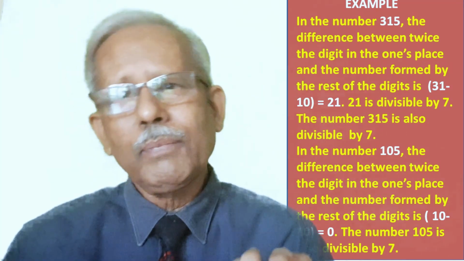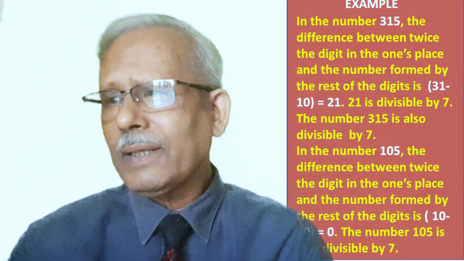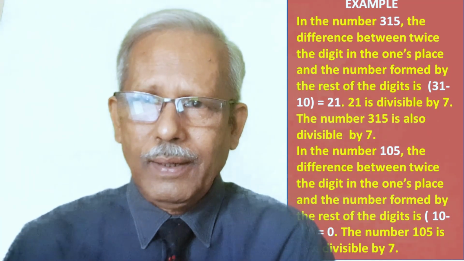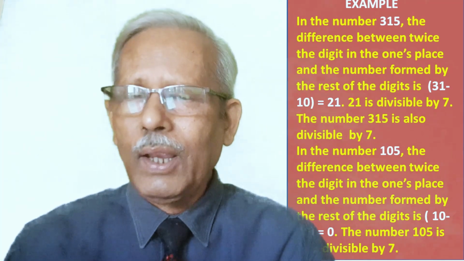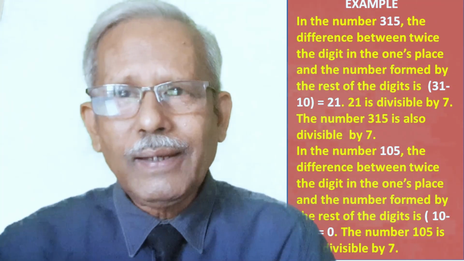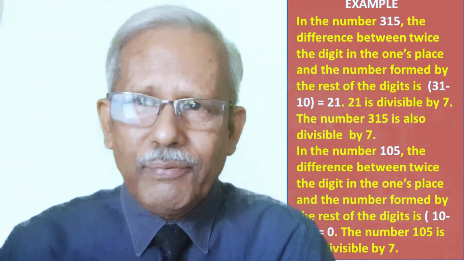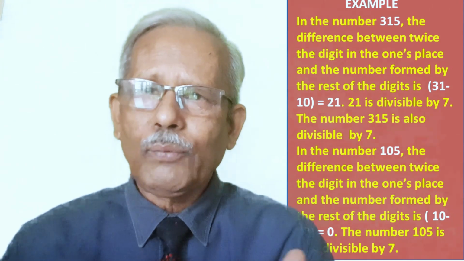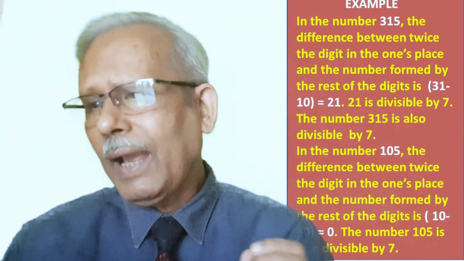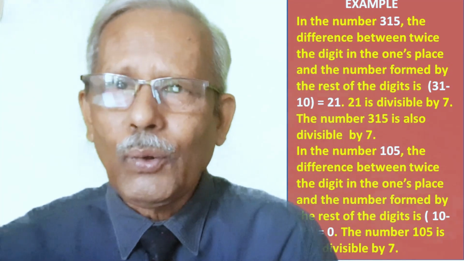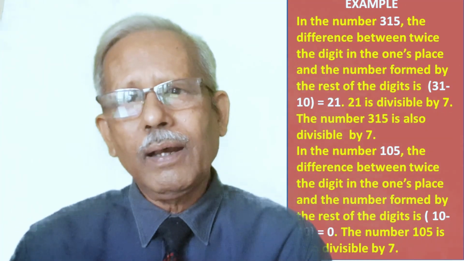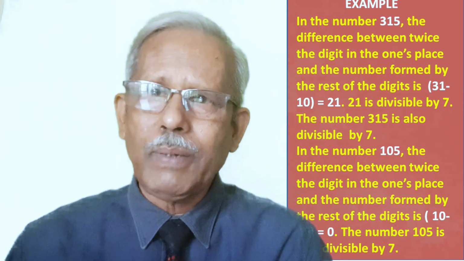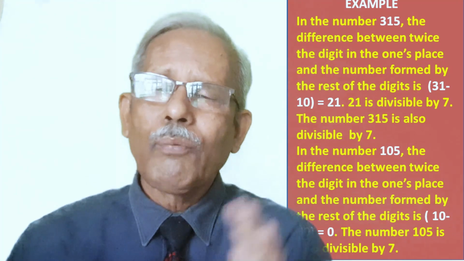If you take an example of the number 105, we double the digit 5, it becomes 10, and the remaining number is 10. So 10 minus 10 is 0, and we know that if the difference of these two numbers is 0, then it is divisible by 7. So indeed you will find that 105 is divisible by 7, and the quotient is 15. So in the case of 7, we will double the digit in the ones place and subtract that from the remaining number.